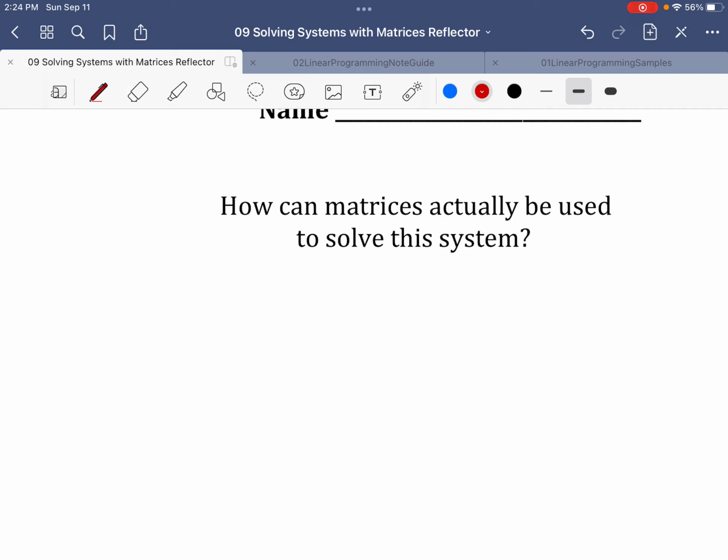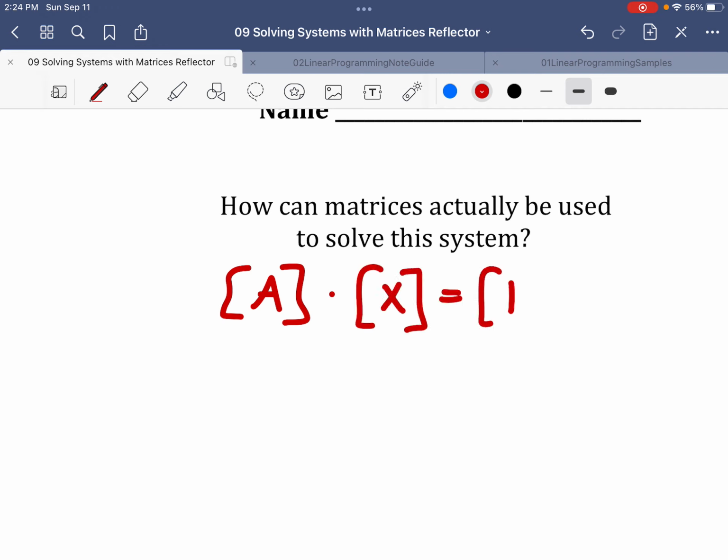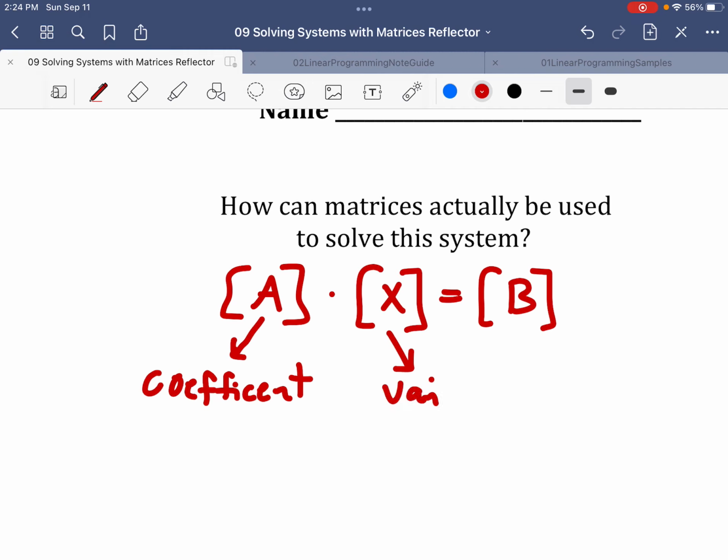So we're going to first have to realize that a simple matrix equation of the form matrix A times matrix X will equal matrix B. That simple matrix equation actually connects directly to the system that we just had, because matrix A, you'll find out, is going to be considered the coefficient matrix. Now, the coefficients, remember, those are the numbers in front of the variables. Now, matrix X, that's going to be the variable matrix.